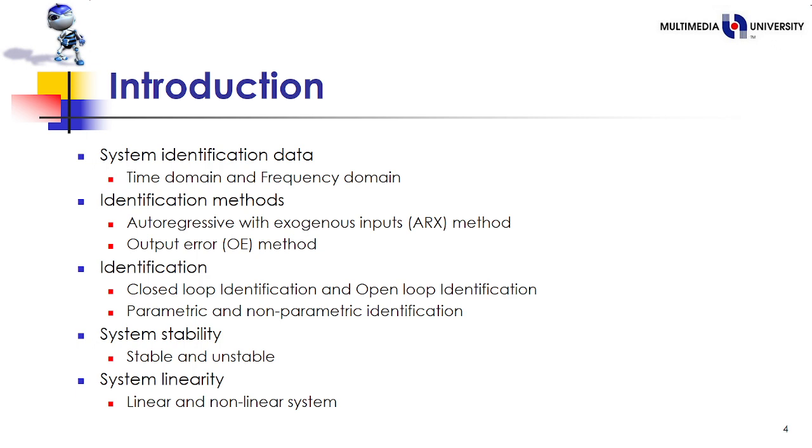System identification has two types, time domain and frequency domain identification methods. There are lots of identification methods available: auto-regressive with exogenous inputs method, output error OE method, closed loop identification and open loop identification, parametric and non-parametric identification, system stability, stable and unstable systems, system linearity, linear and nonlinear systems.